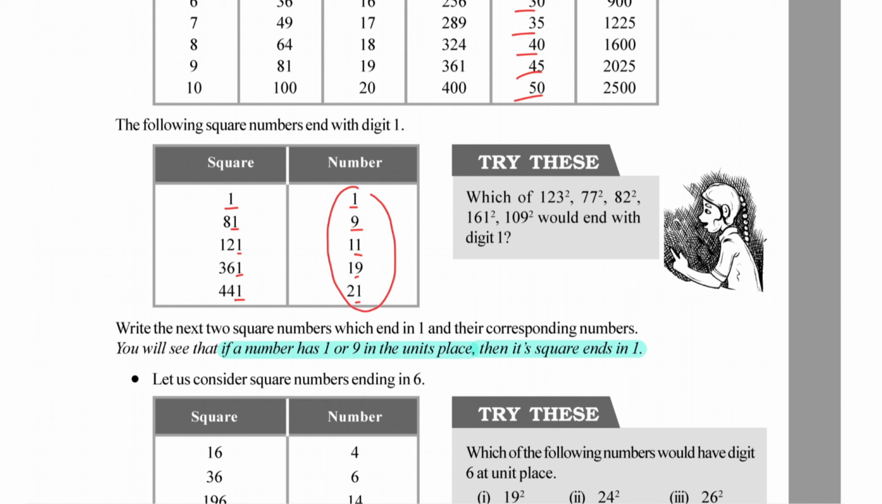Here we have numbers whose units digit is either 1 or 9, and their squares end with 1 in the units digit. So this is the second point that you have to note.